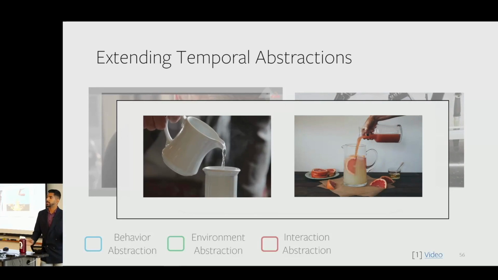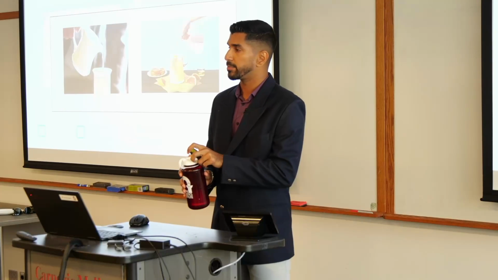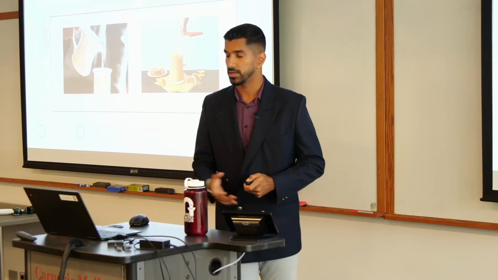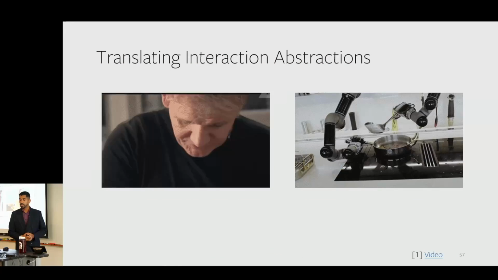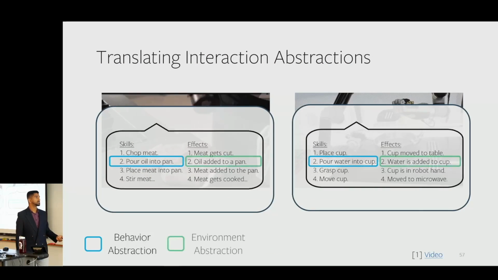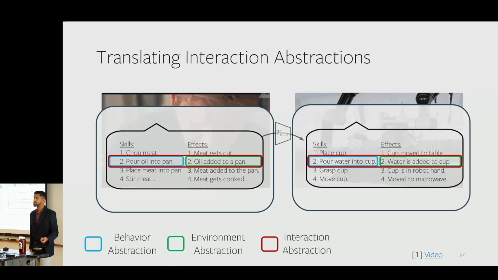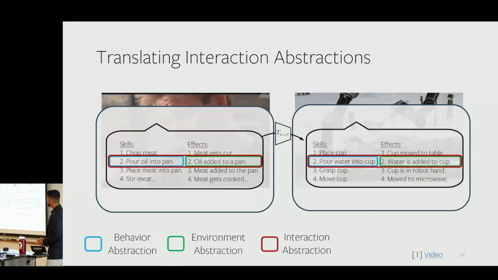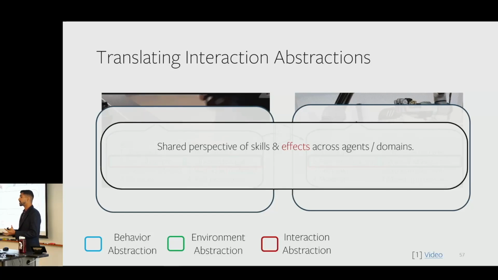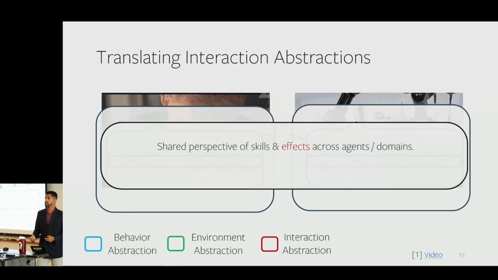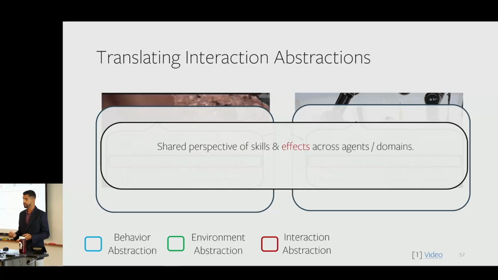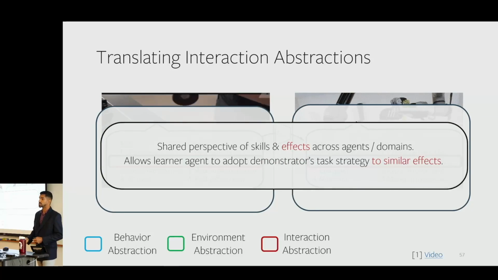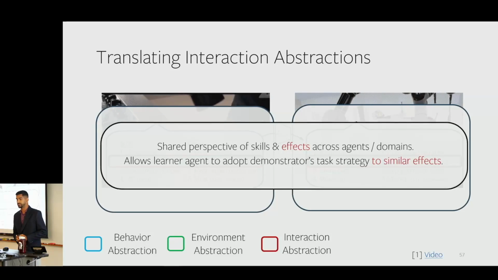Another example of this kind of task is something like unscrewing a bottle cap or screwing in a light bulb, where there's a constrained motion that you need to model. And once we're able to learn these interaction abstractions on any given domain, we'd also like to see how we can translate them across human and robot domains. And again, this affords us a shared perspective of the skills as well as their effects across these agents and domains. And this would in turn allow learner agents to adopt a demonstrator's task strategy to similar effects.